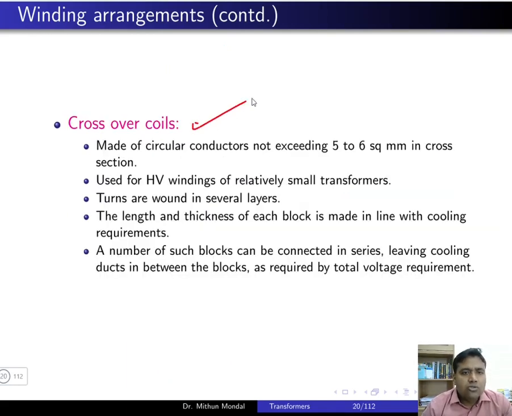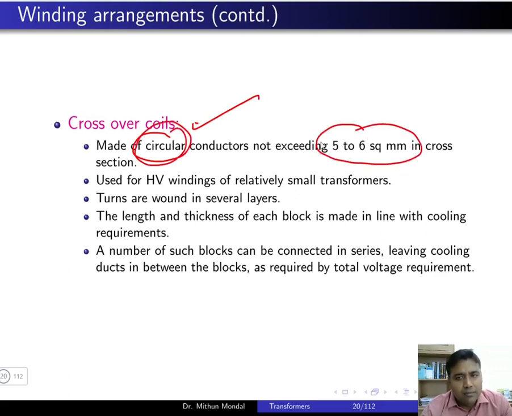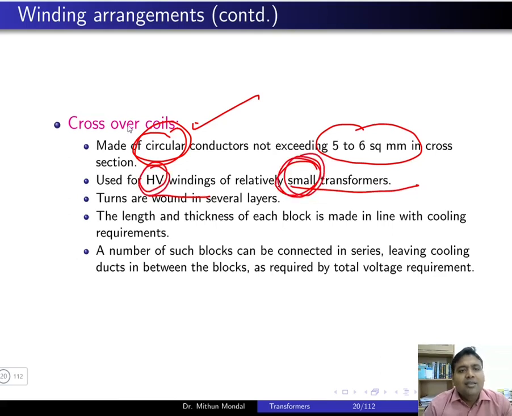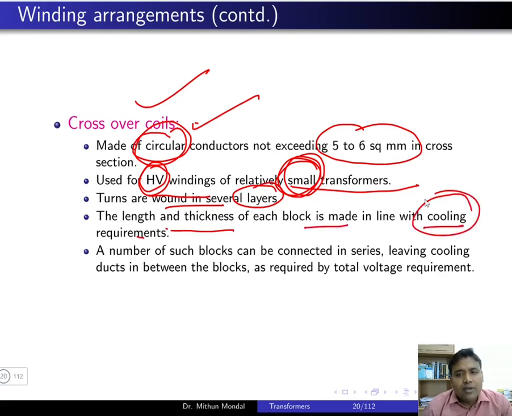Then you have crossover coils. It is made up of circular conductor not exceeding 5 to 6 square millimeter in cross-sectional area. This is used for the high voltage winding of relatively small transformers. So where the transformer is very small, however the voltage is very high, then you can go with crossover coils. Turns are wound in several layers. Length and thickness of each block is made in line with cooling requirement. We will discuss this cooling requirement in the next topic.